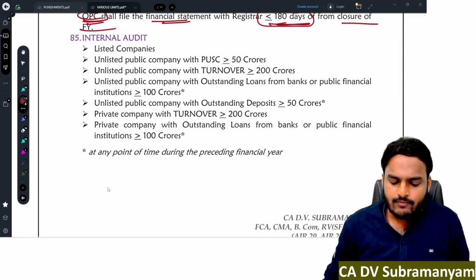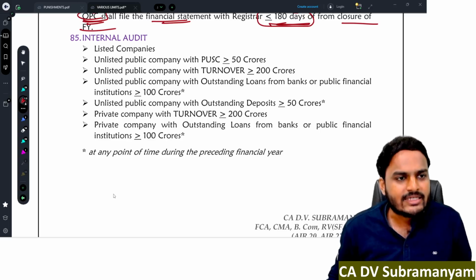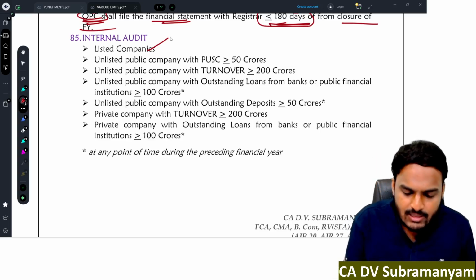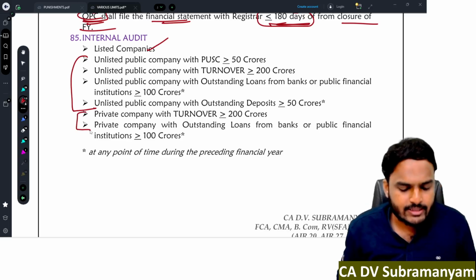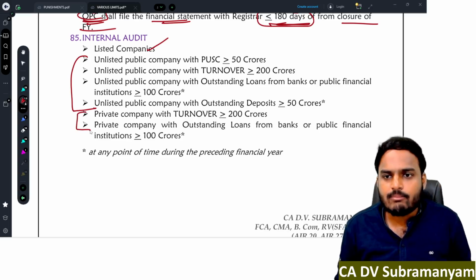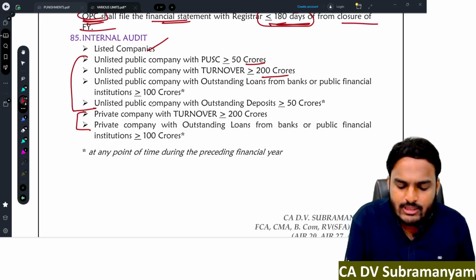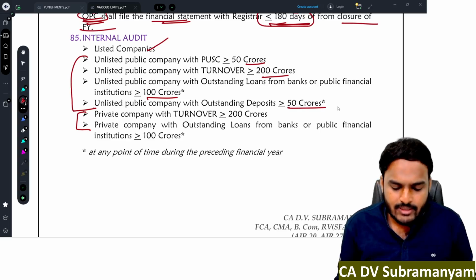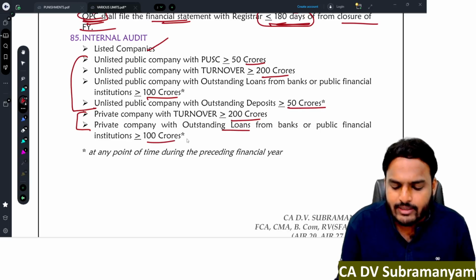Next one, applicability of internal audit. All these 7 companies must have internal audit function. What are those companies? Listed companies, unlisted public companies, 4 categories, and private companies, 2 categories. For unlisted public companies you can find: one is paid up share capital 50 crores, turnover 200 crores, outstanding borrowings 100 crores, outstanding deposits 50 crores. Next, private company, turnover 200 crores, outstanding borrowings 100 crores.